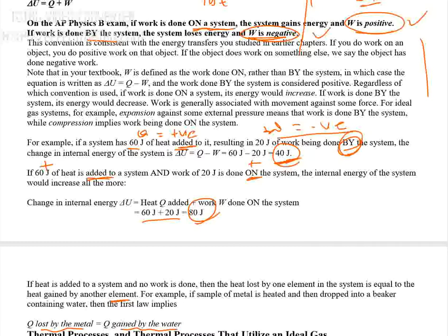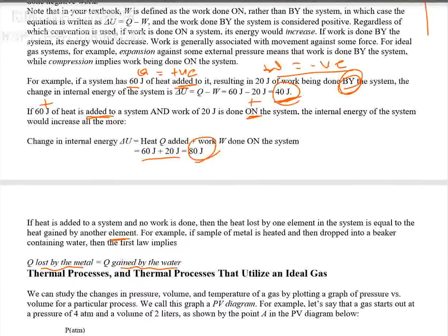But if this equation is changed so that 60 joules of heat is added to the system and 20 joules of work is done on the system, since it says added, the heat energy is positive, and the work done on the system is also positive. The internal energy of the system will become the sum of the two. That makes 60 plus 20, it's what?